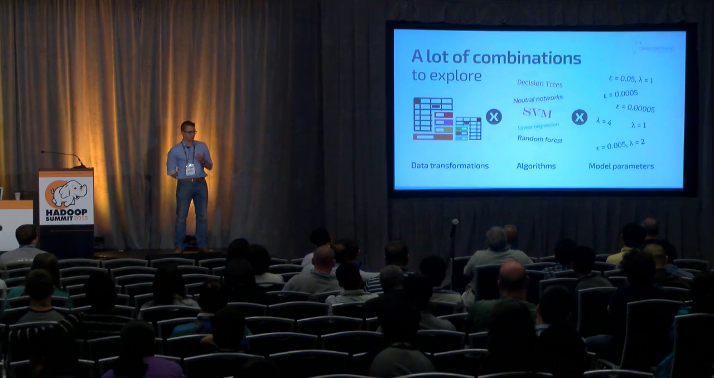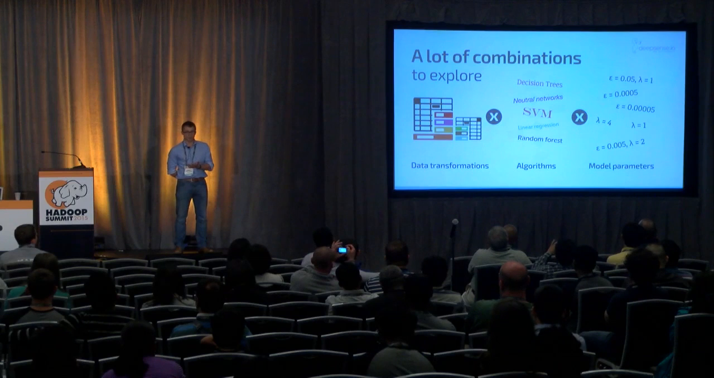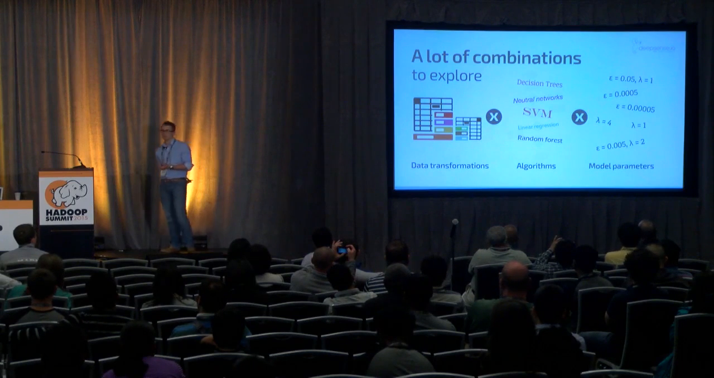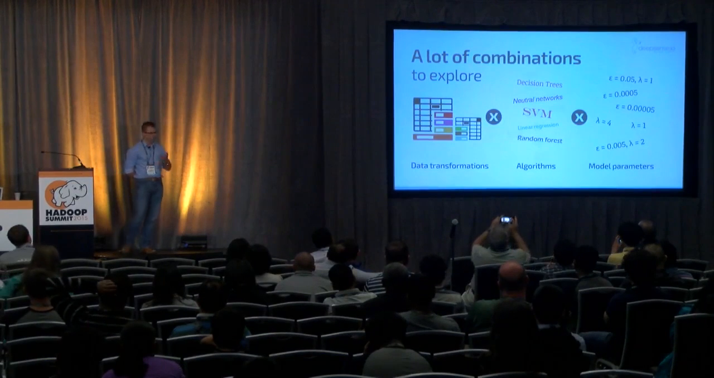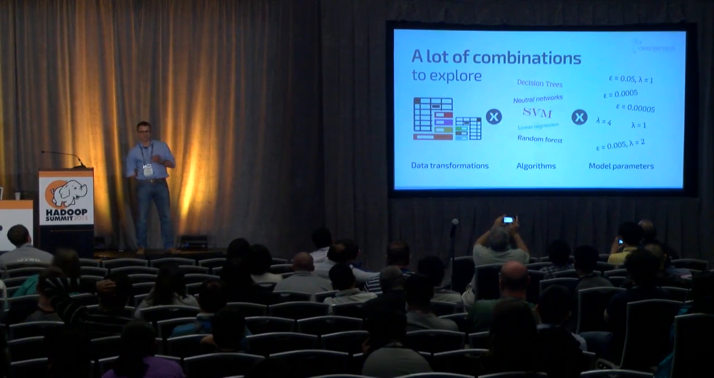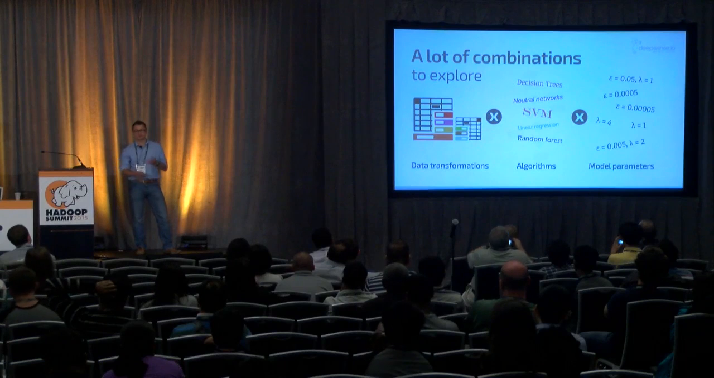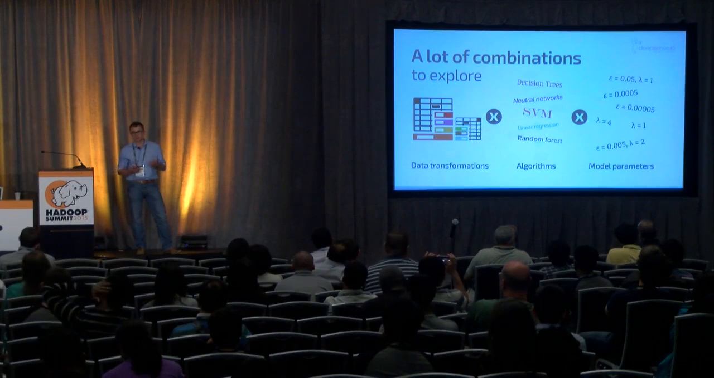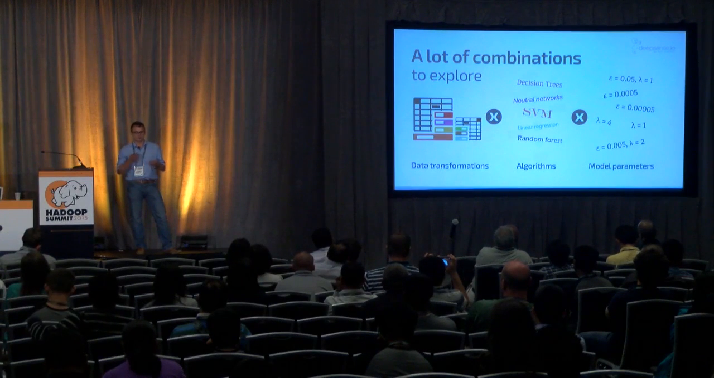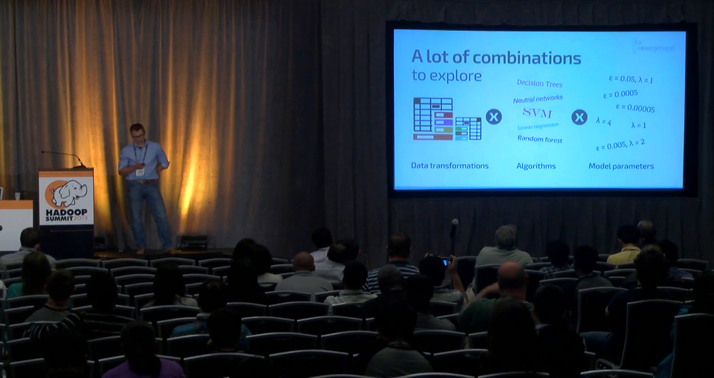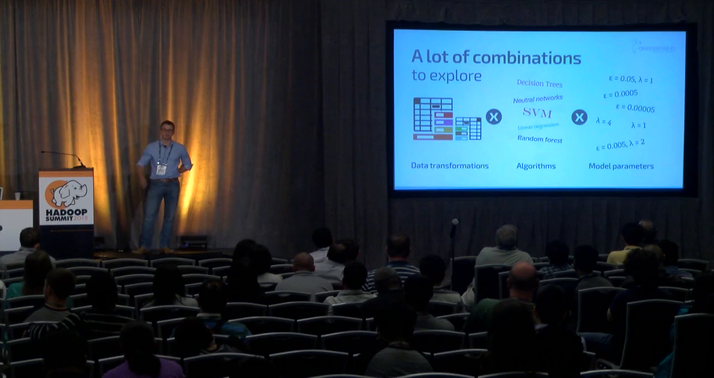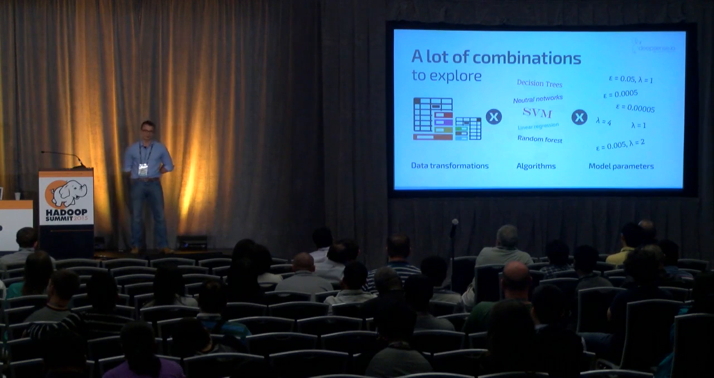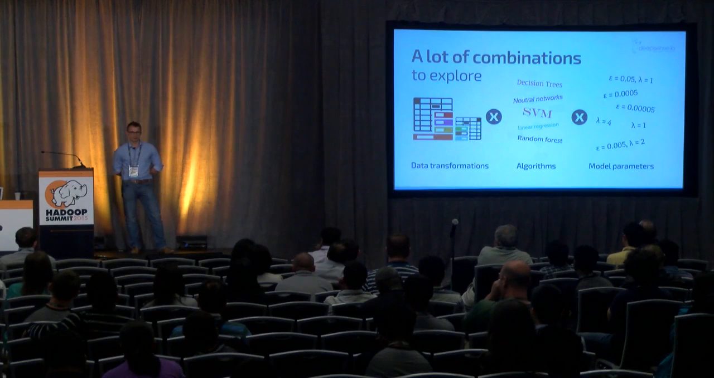If he has a problem, there is a set of transformations which he can do on the data. There is a set of algorithms. There are more and more algorithms, right, coming from the research. And each algorithm has a different set of parameters, and his job is to find the best parameters. And we are doing that all the time, and it became a little bit boring for us. So we started thinking about automating this process.